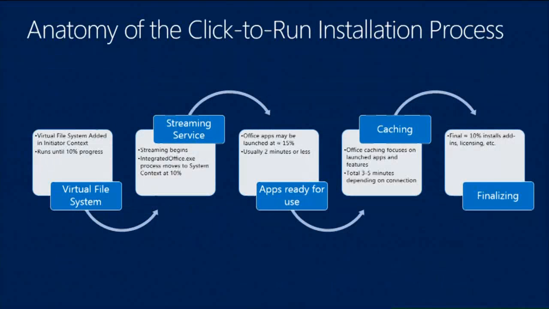So how does this all work? Well, basically, as I mentioned when we watched the different processes under setup, in the first 10%, the initiator of the process, whether it's the user, your software distribution agent, whatever you've got that initiates the process, will run the first 10% and create the virtual file system. The virtual file system is a very fancy word for basically a folder in the program files destination that has all of the Office files in it. It basically will sandbox Office to one location.